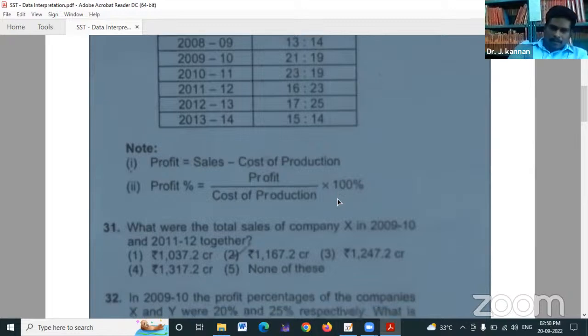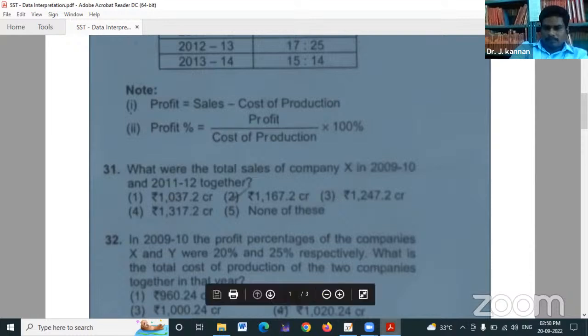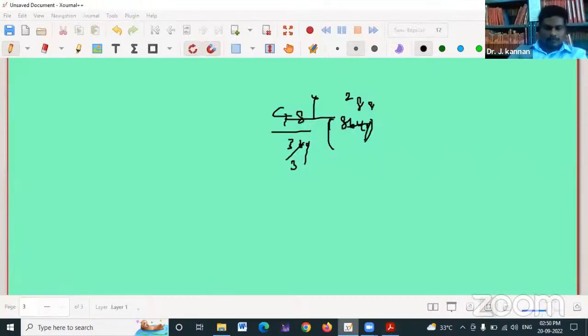So the problem number 31, what were the total sales of company X in 2009-10 and 11-12 together? So total sales of company, how to find it? Actually, overall it is 8640 crore.